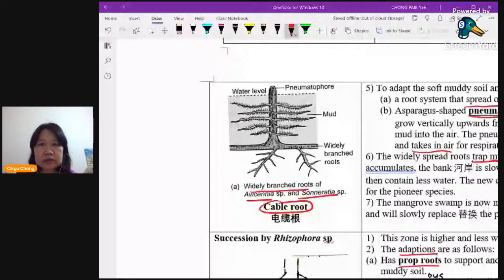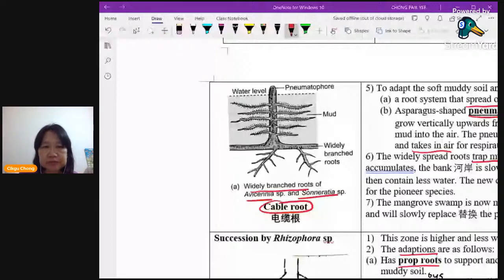All right, and for Rhizophora, you have prop roots. So do not mix up. Avicennia has cable roots, Rhizophora has prop roots, and Bruguiera has what they call the buttress roots. You do not interchange that. Rhizophora is this one, the prop roots. And for Bruguiera, it is the buttress roots.